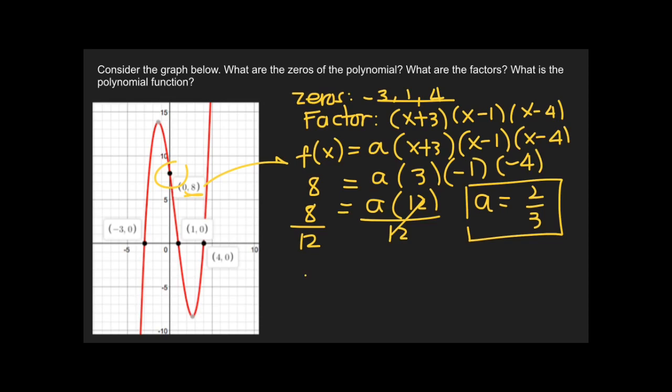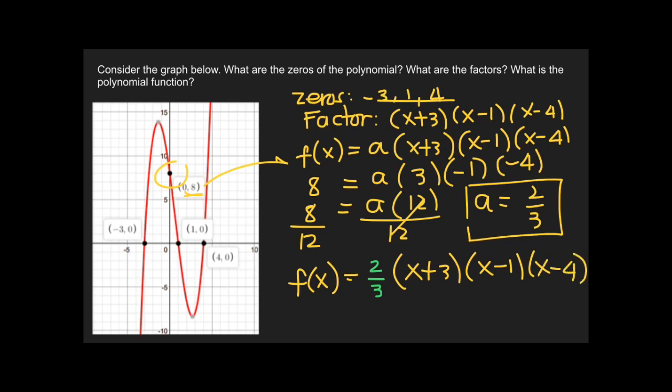Okay, so our function therefore is f of x equals, let's start with the value of a, which is 2/3, and then times the factored form, x plus 3, x minus 1, x minus 4. And this is your polynomial.